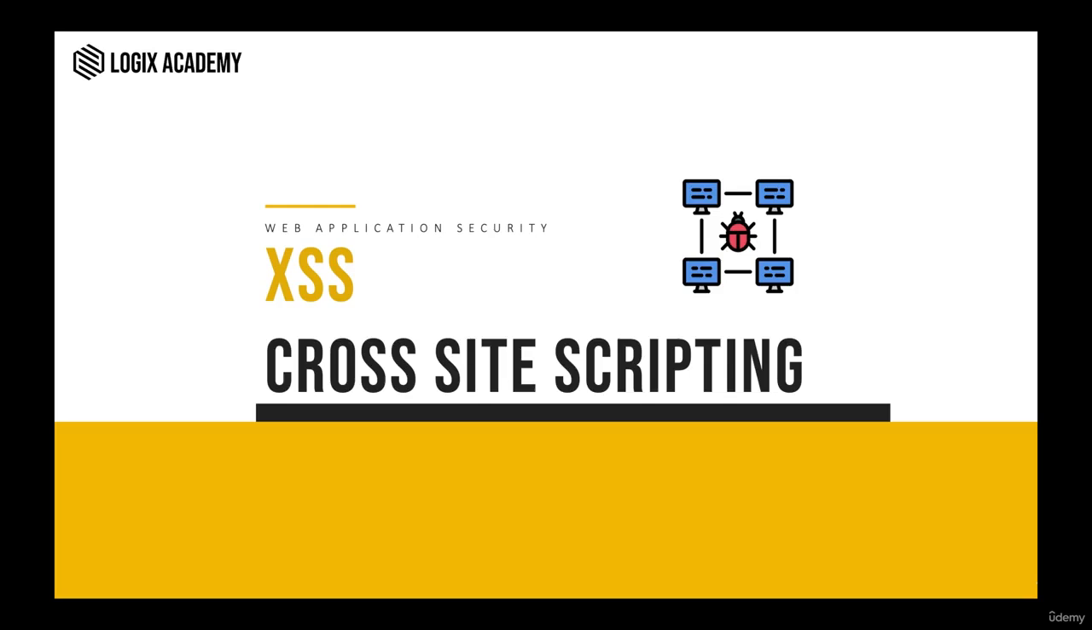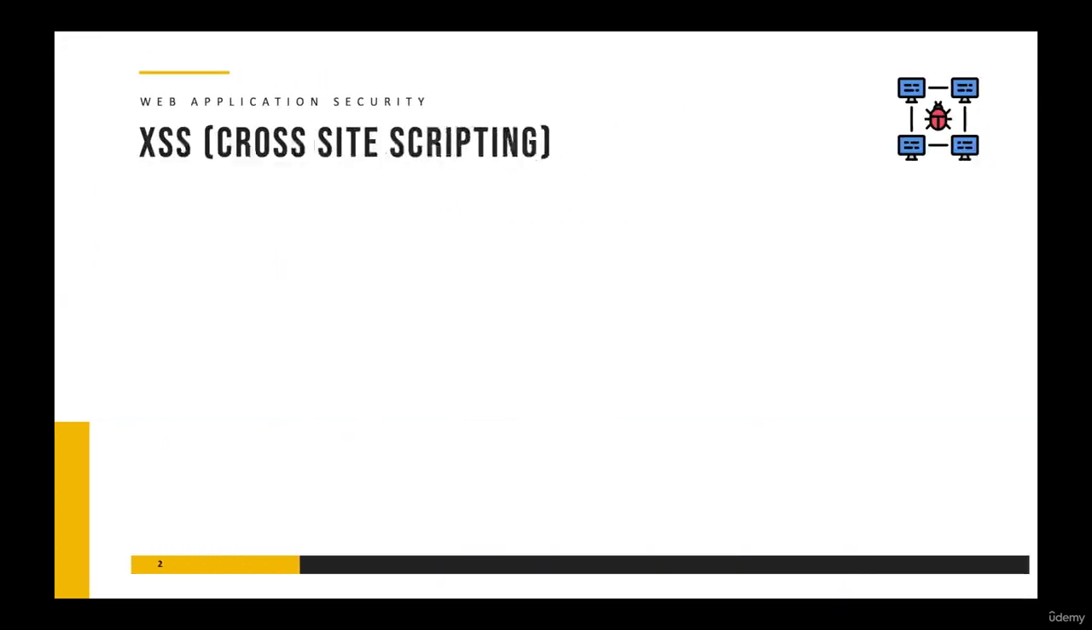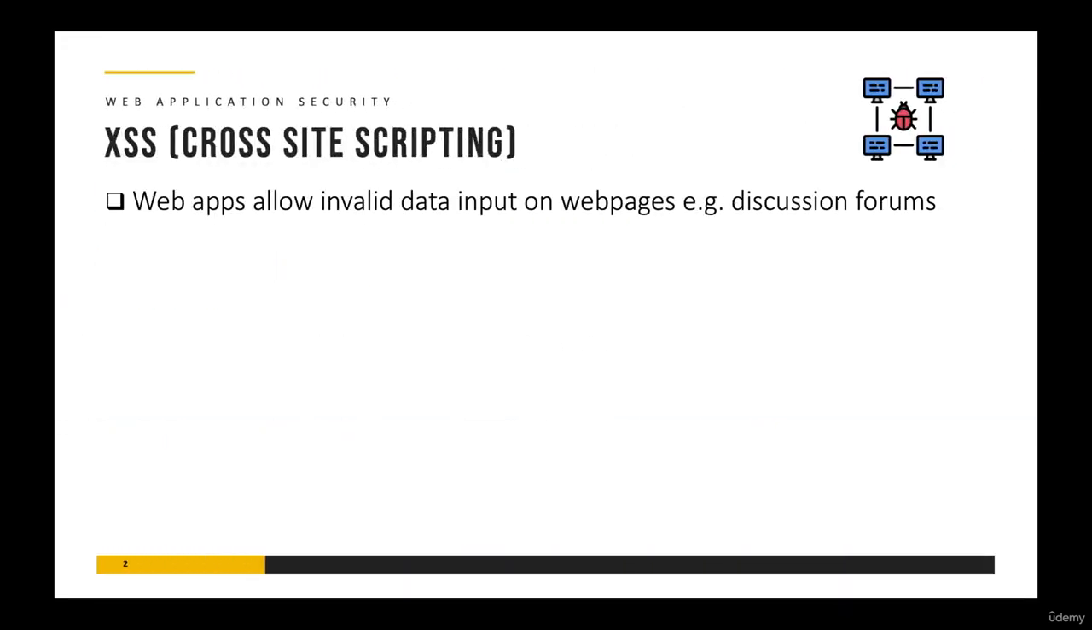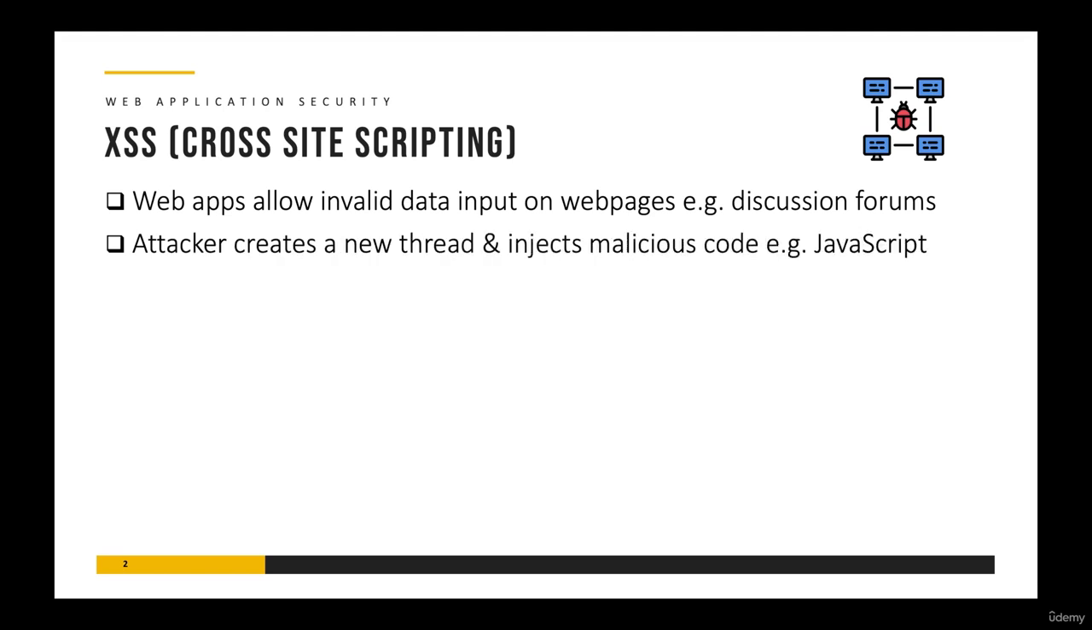In this lecture, we are going to discuss the cross-site scripting attack, an attack which affects a lot of web applications around the world. The cross-site scripting attack happens because a lot of web applications allow invalid data input on their web pages, such as discussion forums. What happens is that the attacker creates a new thread, and instead of just inserting text messages and images, he also injects malicious code such as JavaScript.